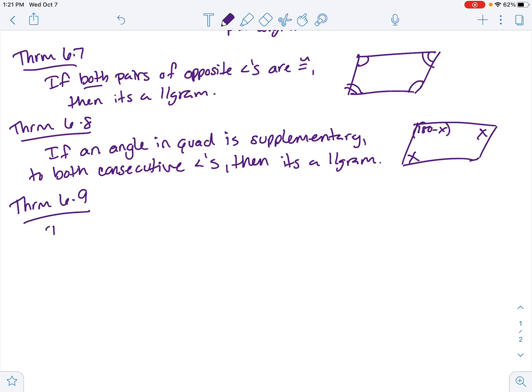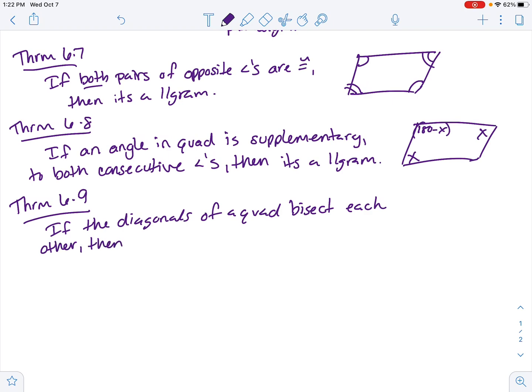Theorem 6.9. If the diagonals of a quad bisect each other, then it's a parallelogram. Now, what does bisect mean? Bisect means it cuts it in half. So if I have my quadrilateral over here and my diagonals are drawn in, if those diagonals bisect each other, or cut each other in half, then we know it's a parallelogram.